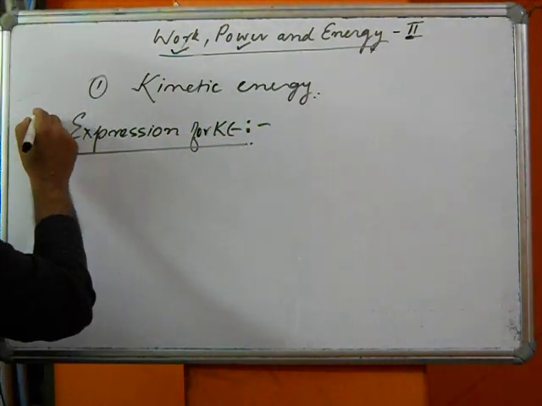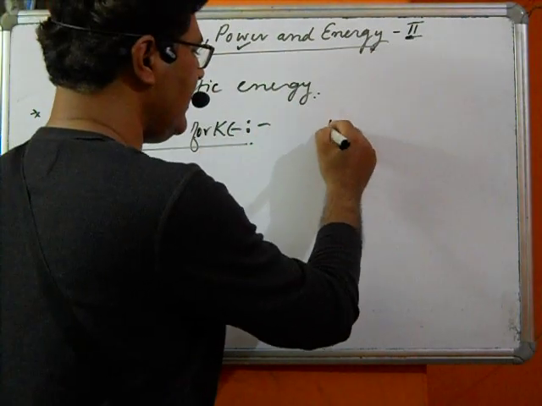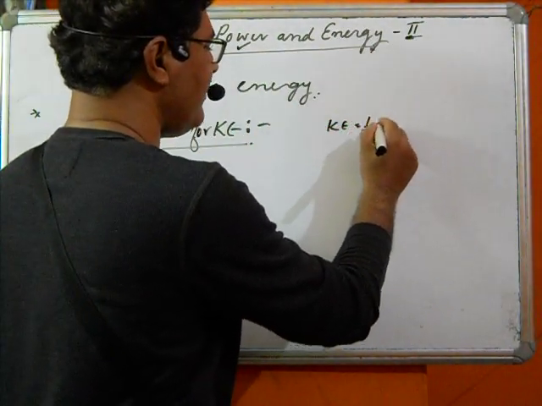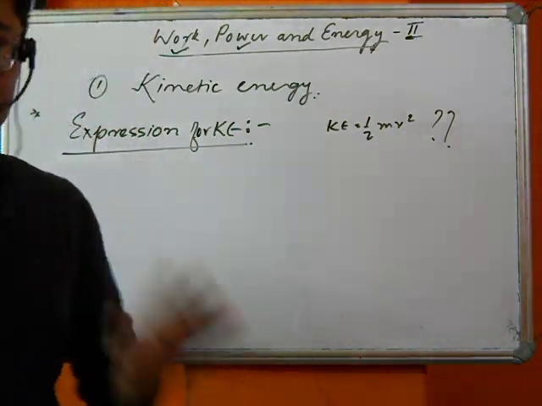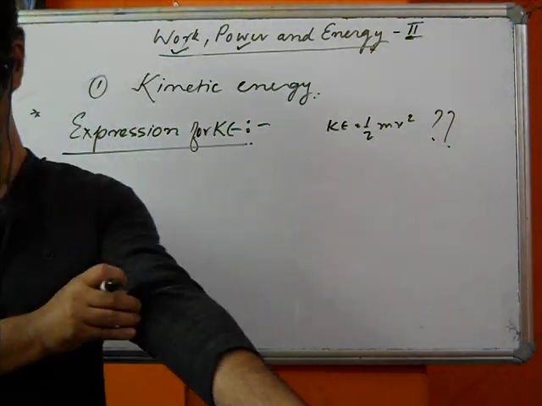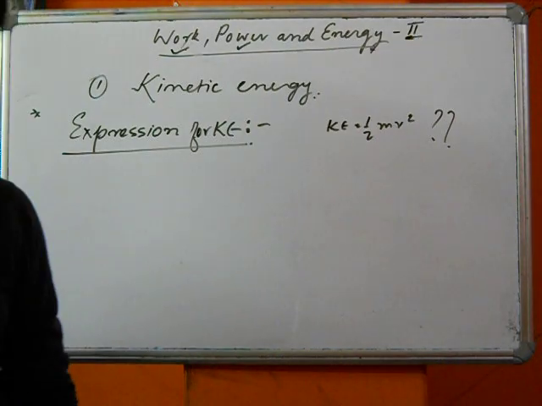Now, to derive this one, we all studied this: kinetic energy equals half mv square. How has this come? We will discuss it today. How has this come? Kinetic energy equals half mv square.